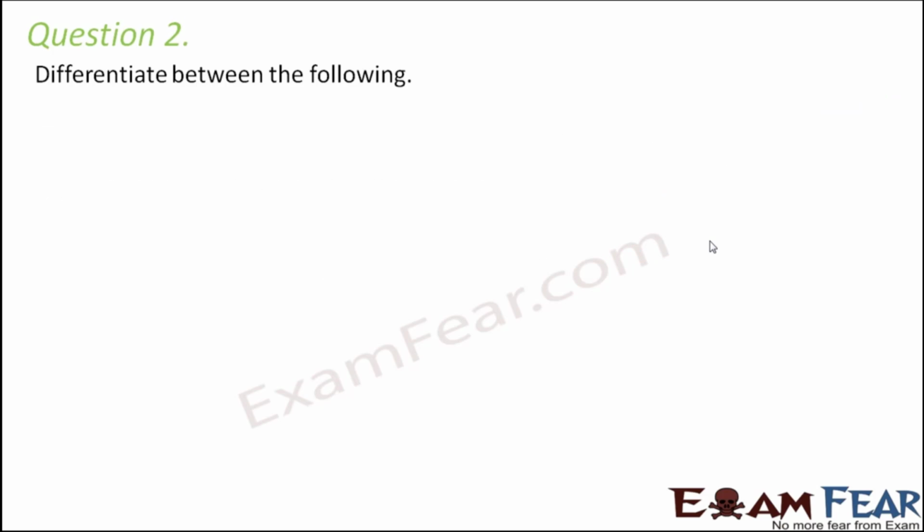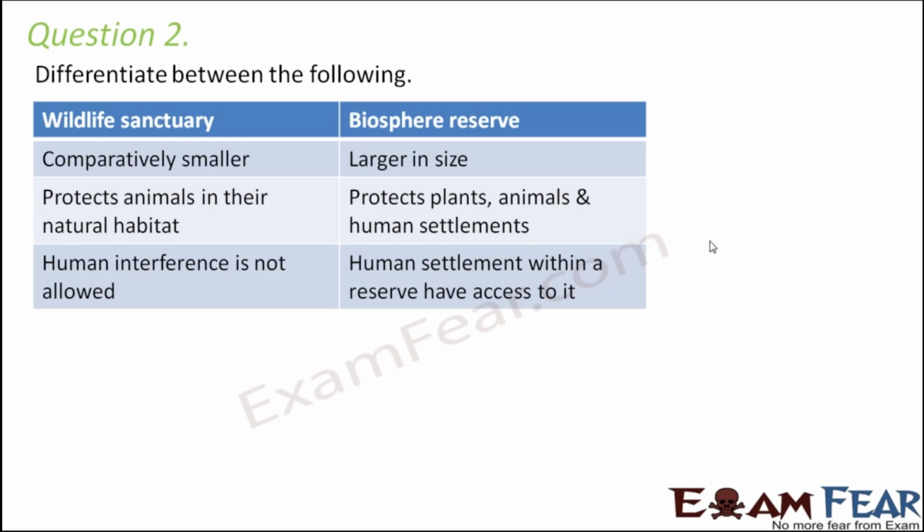Question number 2. Differentiate between the following: wildlife sanctuary and biosphere reserve. So wildlife sanctuary is comparatively smaller, biosphere reserve is larger. It is so large that it can include a couple of wildlife sanctuaries within it. Wildlife sanctuary primarily protects animals in their natural habitat, and in this case human interference is not allowed, like hunting, poaching. In fact, human entry and disturbing the animals is also not allowed.